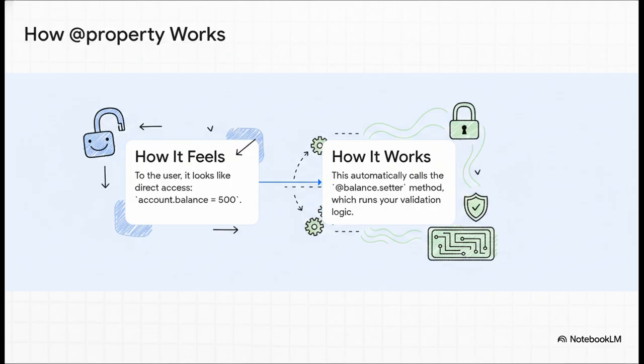Python is actually intercepting that call and automatically running your special setter method, the one with the @balance.setter decorator, where all of your important validation logic lives. It is literally the best of both worlds, a super clean interface with powerful, controlled logic hiding just underneath.